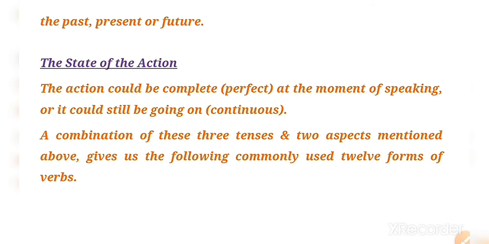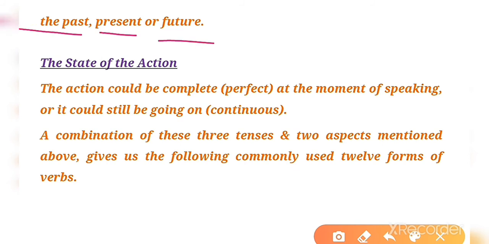When we speak, the action in our sentence can be in three forms, three tenses: past, present, and future. What is the state of the action? The action could be completed or perfect at the moment of speaking, or it could still be going on, that will be continuous. That is the state of action.